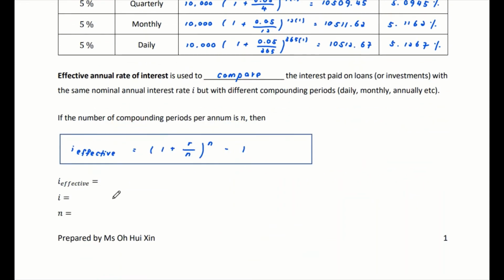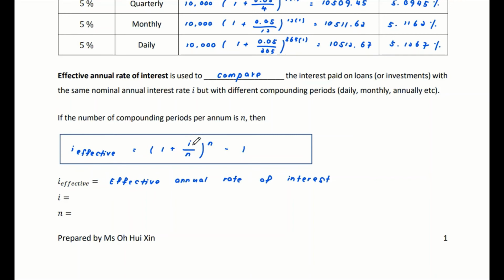So you can try to write down here. So I effective here stands for the effective annual rate of interest. Oh yeah, I think in here they try to use another different notation. So this is the one. I'm sorry, we might need to change this. So this is I. Okay, same thing. We try to follow what is given in your examination formula sheet. Okay, so the I effective is the effective annual rate of interest.